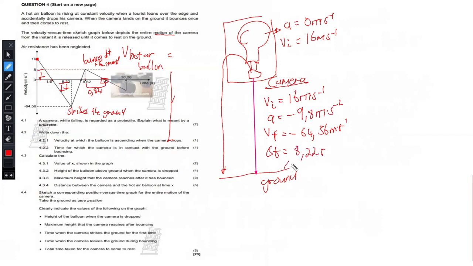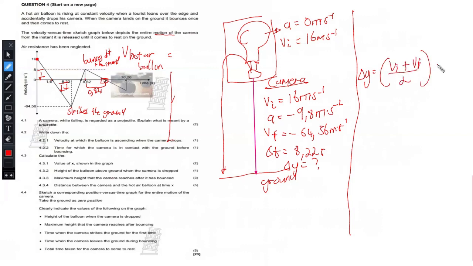And then what are we looking for? We are looking for the height, delta Y, right? So we can choose any formula with delta Y. And then we can just go with the straightforward formula, which is delta Y is equal to V initial plus V final over 2, and then multiply that with delta T. Now, what's our V initial? 16. What's our V final? That's the negative 64.56, and then all that divided by 2. And then multiply that by what? By 8.22, which is the time, right?